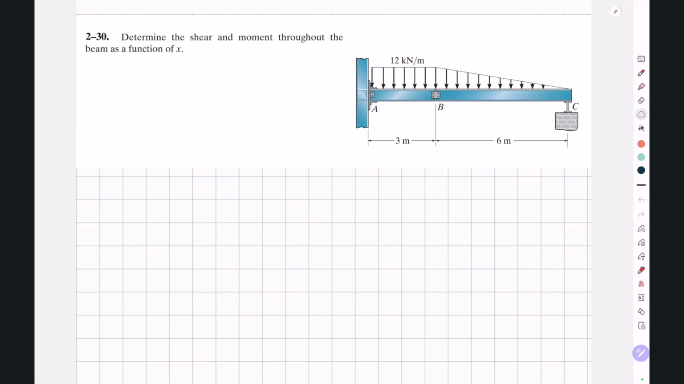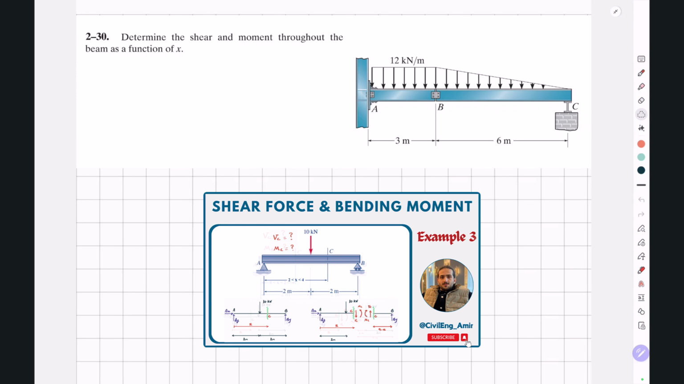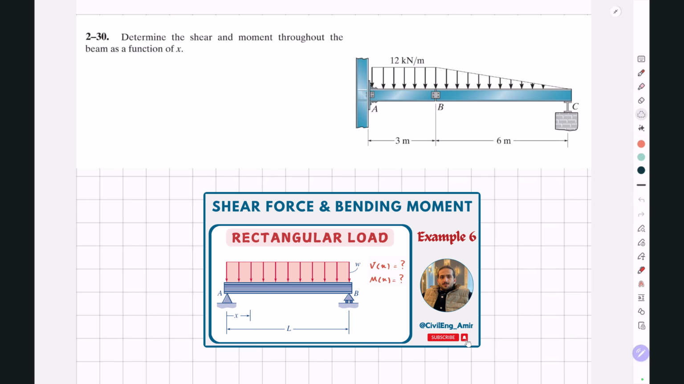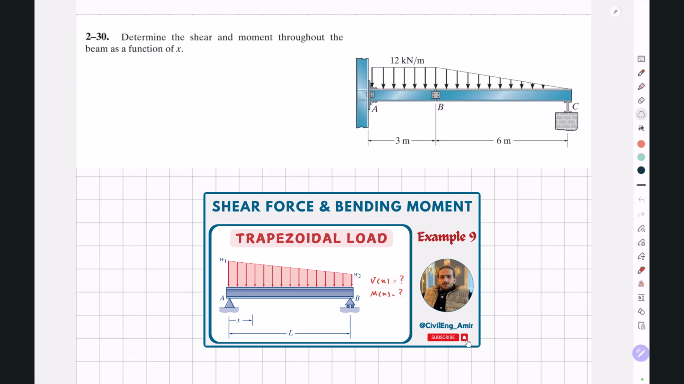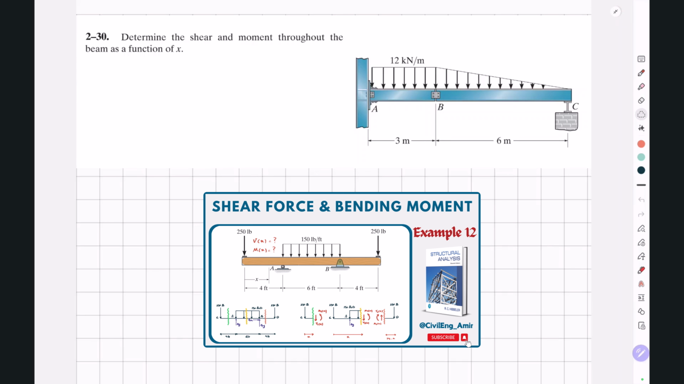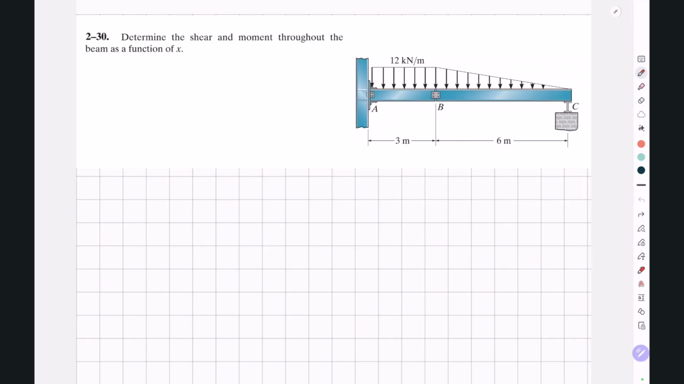In the previous videos of this series, we've covered a variety of problems starting with simple cases like simply supported beams with point loads and gradually working our way through more complex load types and beam configurations including overhanging and cantilever beams with rectangular, triangular, and trapezoidal loads. In this video, we're going to analyze a more challenging beam with an internal hinge somewhere in the middle.